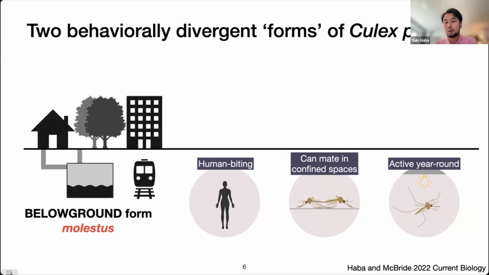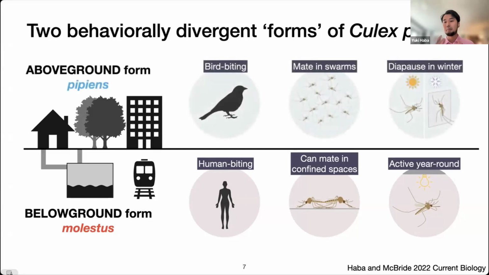Seeing such a mosquito perfectly adapted to man-made subterranean structures was surprising to people, because if you compare molestus to the more common above-ground form pipiens, it mostly bites birds, requires large space to swarm to mate, and diapauses in winter. Strikingly, despite the array of behavioral and physiological differences, the two forms are morphologically identical. Even vector biologists cannot tell them apart.